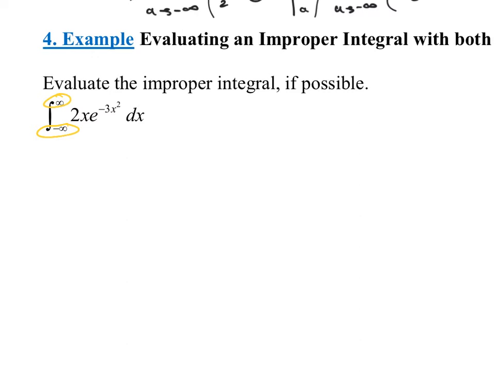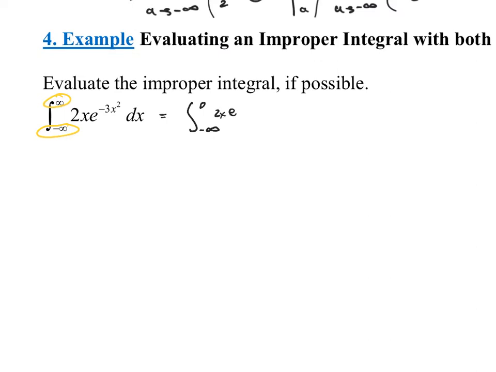So what are we going to have to do? We're going to have to break this up into two separate integrals. We're going to look at it as the integral from negative infinity, and we have to choose any point to break it up at. I'll tell you the point that I always like plugging in, the number that's easiest to plug in, is the number 0. So I'm going to break it up at 0.